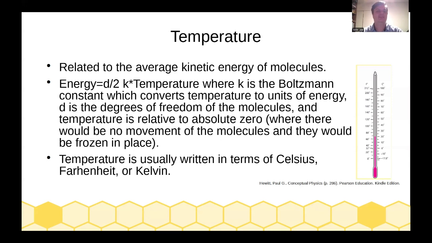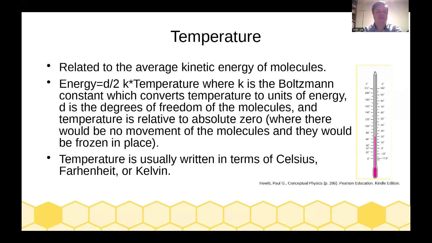The kinetic energy of a single molecule or atom is found to be equal to the degrees of freedom divided by 2 times the Boltzmann constant times temperature, where the Boltzmann constant is just a constant which converts temperature to units of energy. It can also be argued pretty easily that temperature is already in units of energy. It's just in different units of energy than what we're used to.